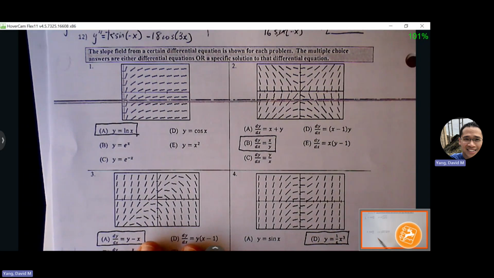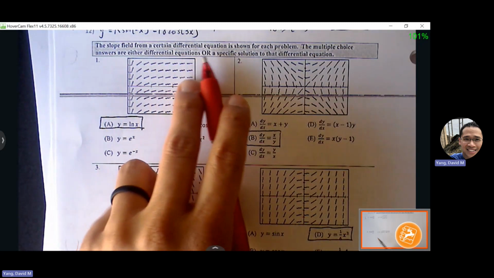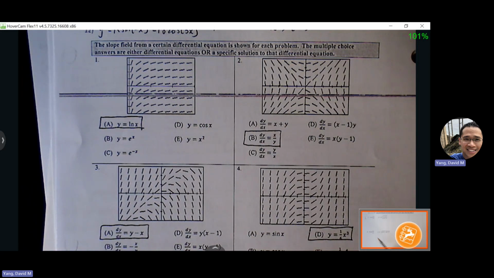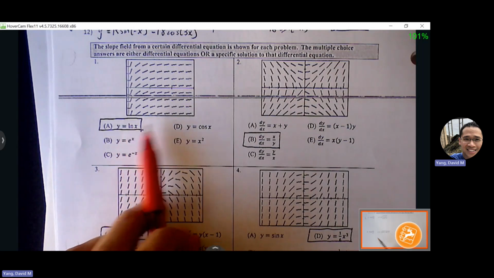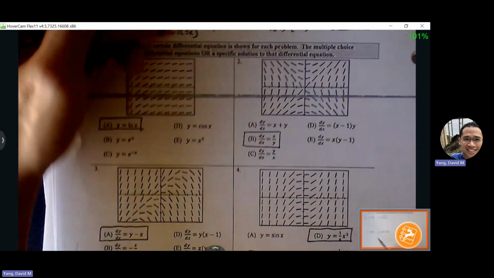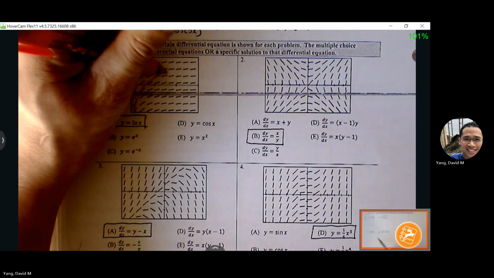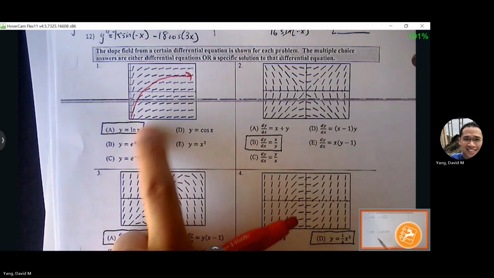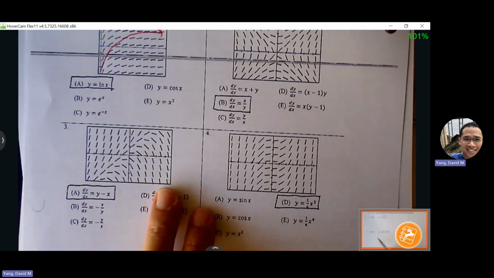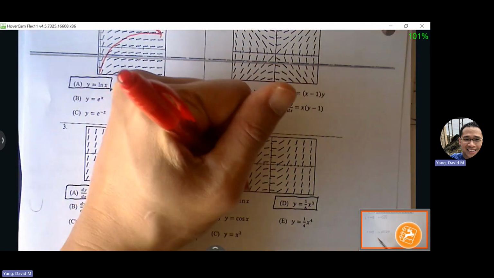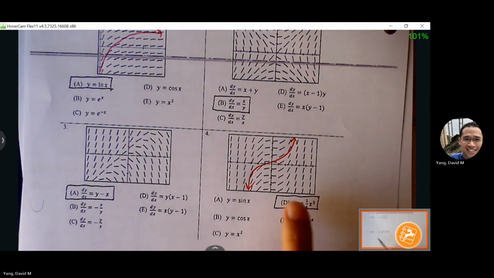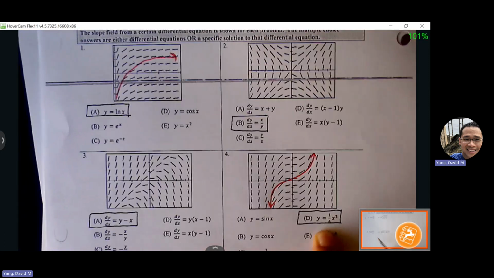So number 12 says a slope field from a certain differential equation is shown for each problem. The multiple choice answers are either a differential equation or a specific solution to that differential equation. Here, these are all y equals. If you look at your curve, this looks most like a natural log graph, right? And if you look at number 4, that pattern of the graph resembles a cubic function. So 4 fits the shape of D the best.